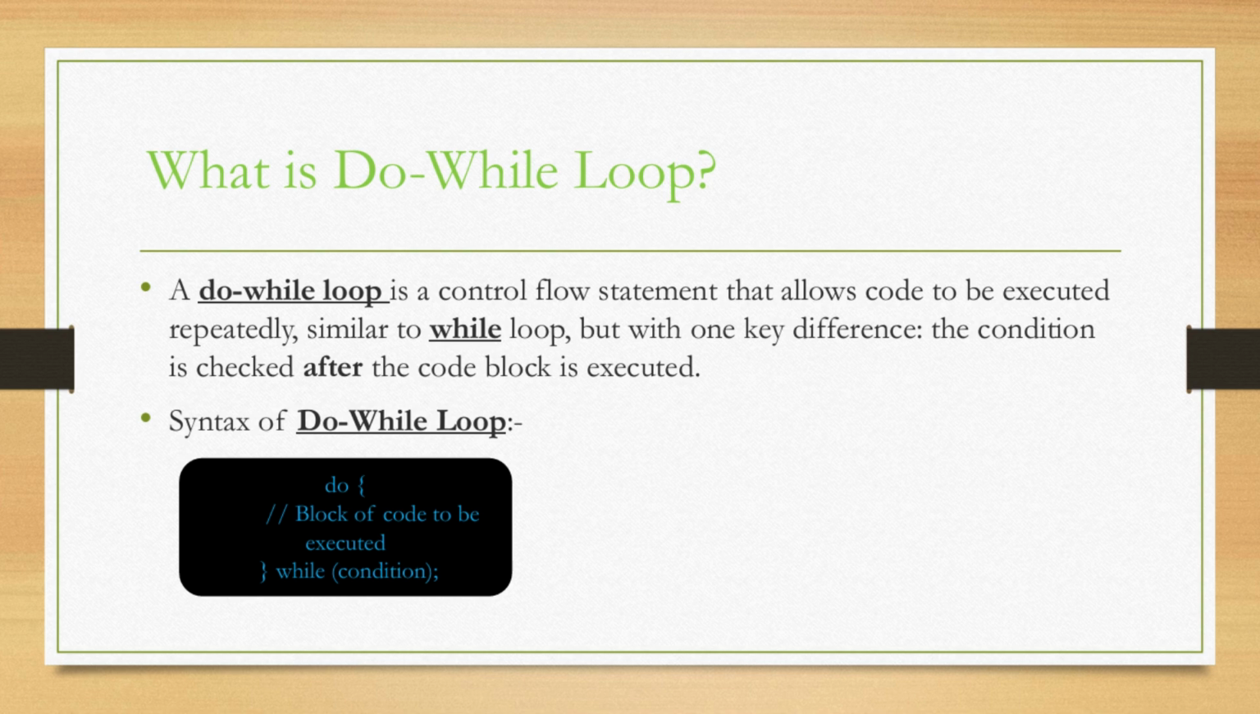This slide introduces the do while loop. A do while loop is a control flow statement that allows code to be executed repeatedly, similar to a while loop, but with one key difference. The condition is checked after the code block is executed.